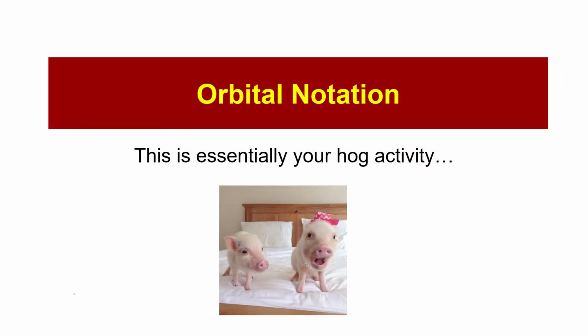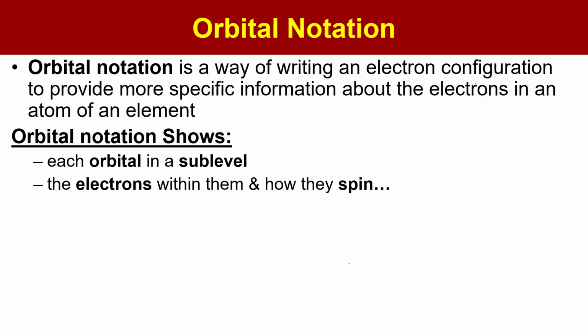Orbital notation should look pretty familiar to you once we actually see an example of it, because it's essentially your Higgs activity that we did. What orbital notation really is, is a special way of writing electron configurations that will provide us more specific information about the electrons in an atom of some element.